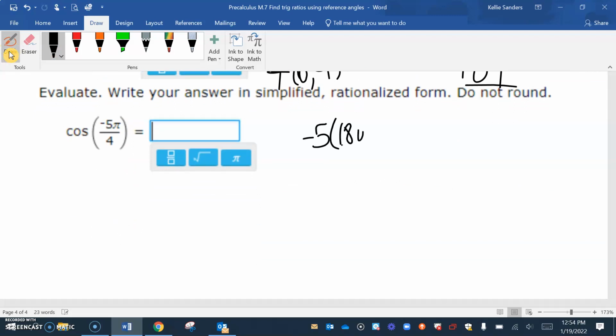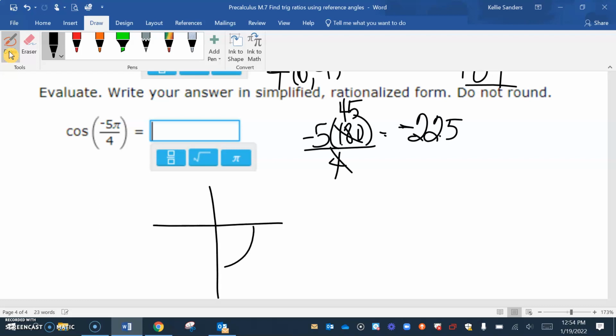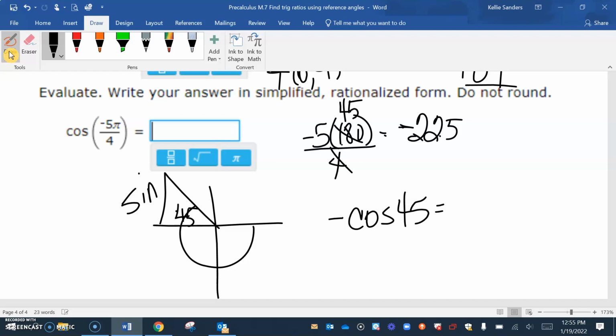-5 pi over 4: 180 over 4, which is 45, which is -225. -225 is right here, which makes a 45-degree angle. And sine is the only thing positive in the second quadrant. So our answer is going to be negative cosine 45. And cosine 45 is square root of 2 over 2. So this is negative square root of 2 over 2.